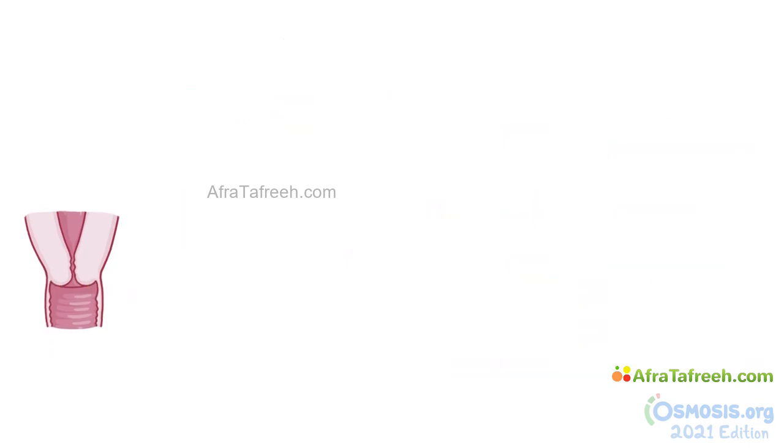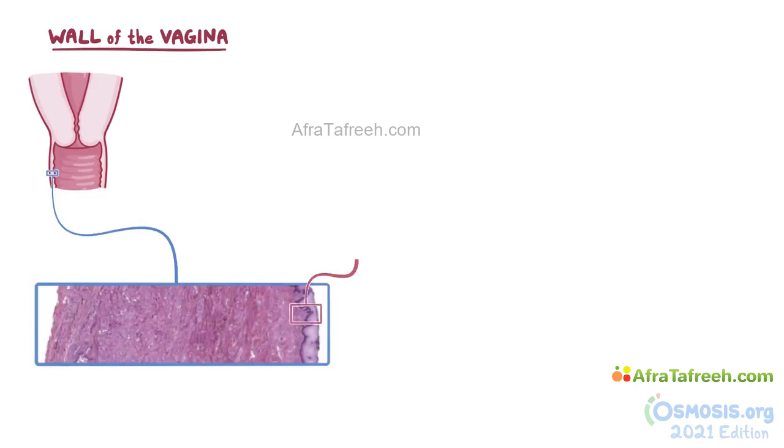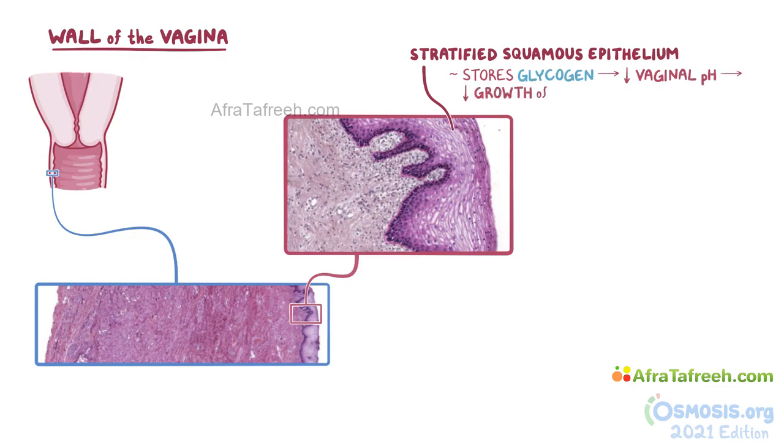Alright, now let's move to the wall of the vagina. The vaginal wall is lined by the same type of stratified squamous epithelium that's seen in the ectocervix. Also similar to the ectocervix, the middle and surface layers of the epithelium store glycogen, which indirectly leads to a lower vaginal pH that helps inhibit the growth of pathogenic microorganisms.